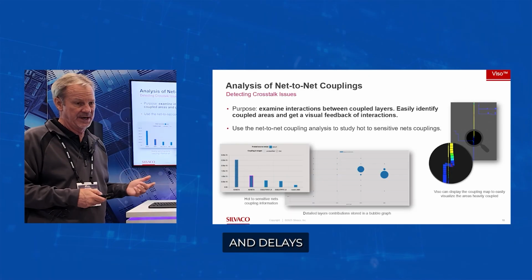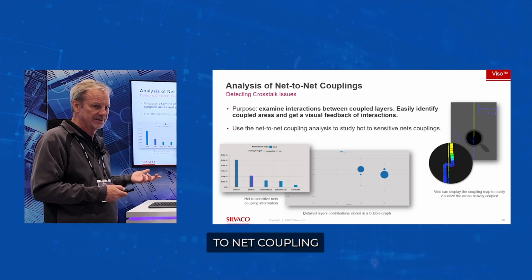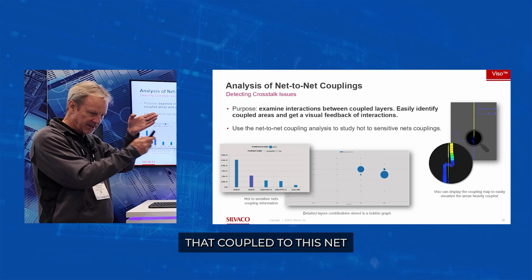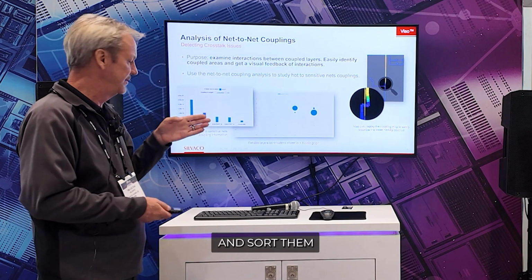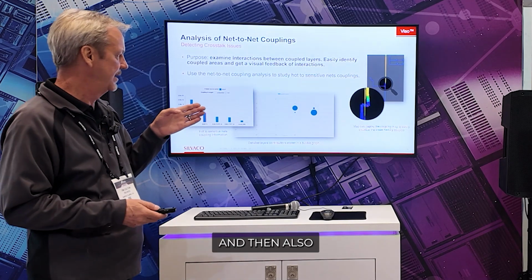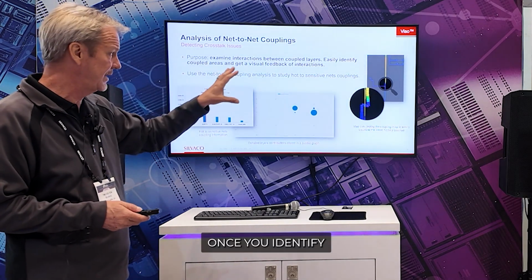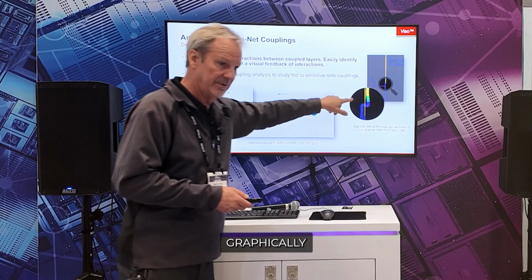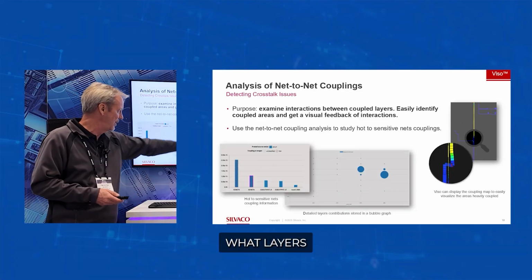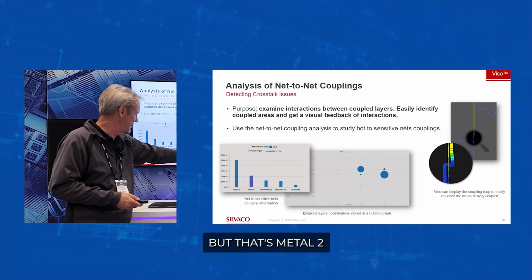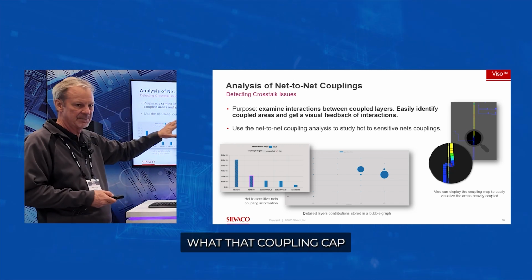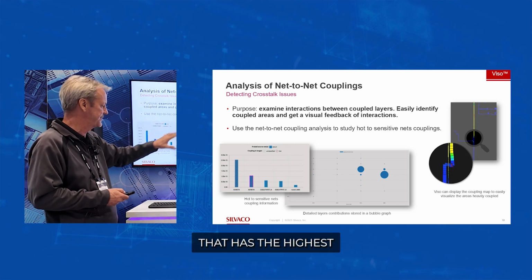Along with the resistances and delays, we can also do net-to-net coupling. So you can say, here's my net of concern. Go and tell me all of the coupling capacitors that couple to this net and sort them by the highest to lowest. And then also, once you identify that, you can see it over here and graphically represent it. You can pop up and actually identify what layers those are on. It's hard to see here, but that's metal 2, and over here it's metal 2. And so you can identify what that coupling cap is on that net that has the highest coupling caps.